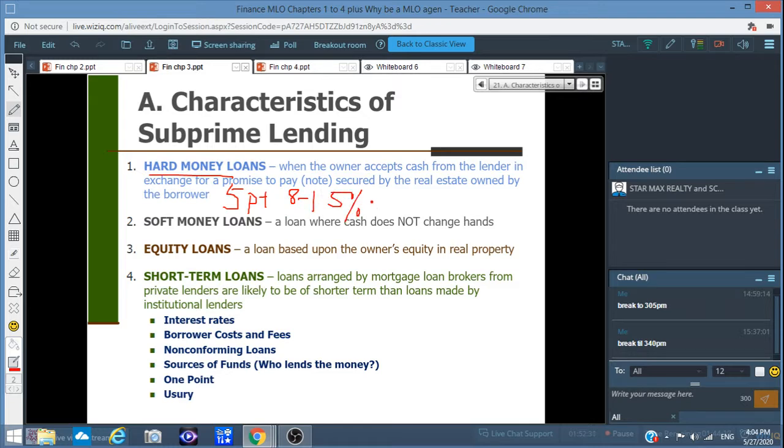But now, it's very competitive, right? The smaller guys coming in here, they say, oh, I only charge you 2 points, and my interest rate is 6 to 8%. They're taking a big chunk of this money away. So they compete. Soft money loan is a loan where cash does not change hands, like equity. The seller has equity in there already.